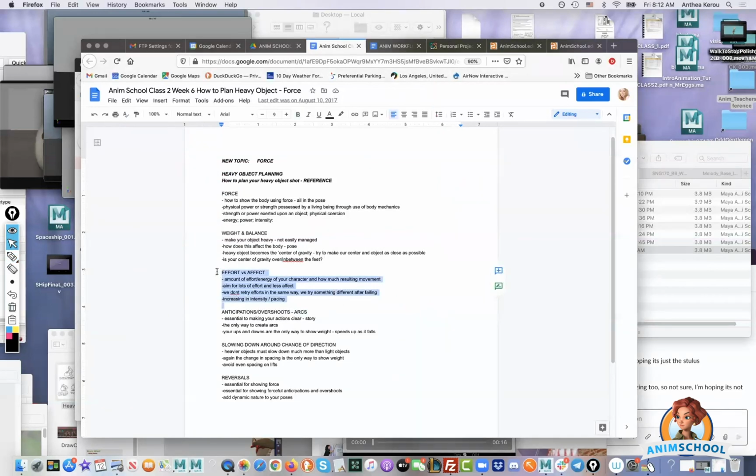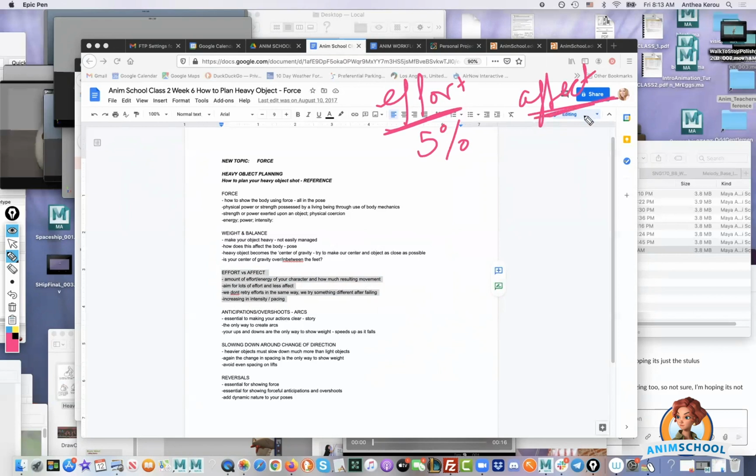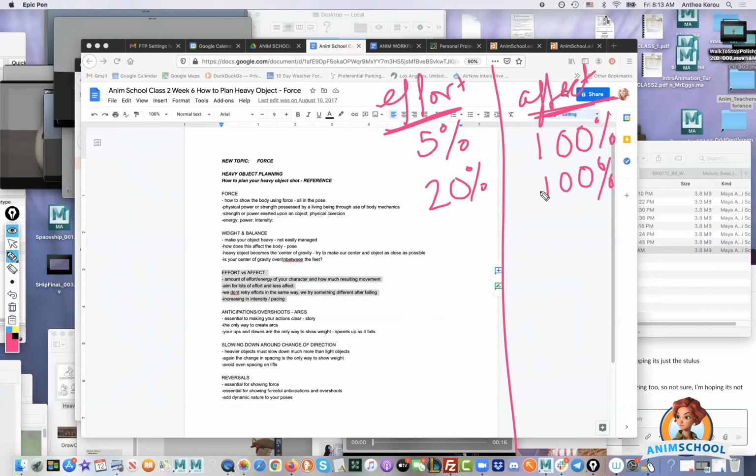So effort versus effect is a system that I came up with to help you guys understand about force and weight and how to show something heavy. But you want to think about the amount of effort of your character and how much resulting movement there is. So you want to aim for lots of effort and less effect. So if I'm putting in 5% effort, this effort I'm putting in and the result of my action. So if I put in 5% effort and I get 100% effect, is that a heavy object? Is that a struggle of something heavy? What if I put in 20% of effort and I get 100% effect? Is that a heavy object? Is that struggling with something? Do you guys see what I'm getting at here?